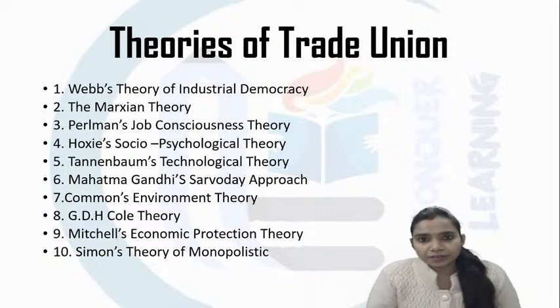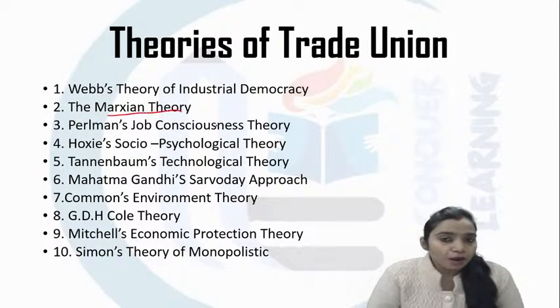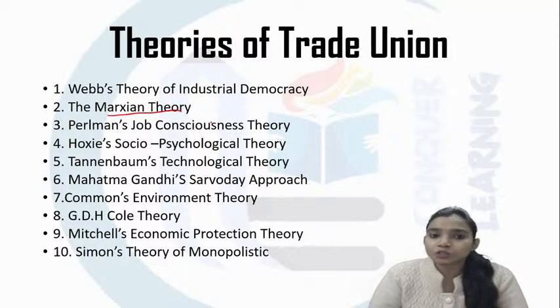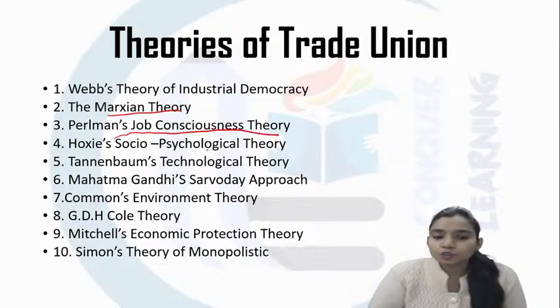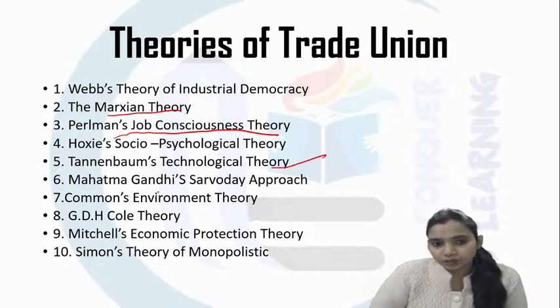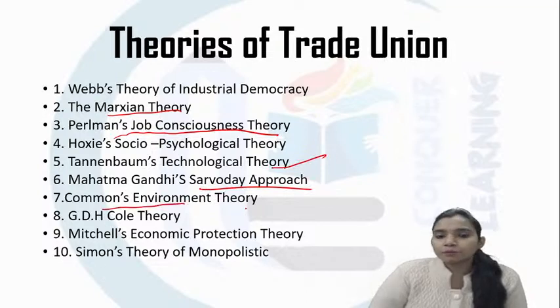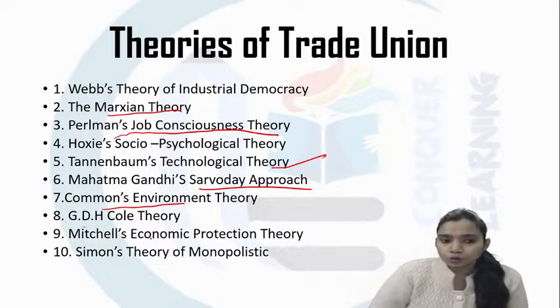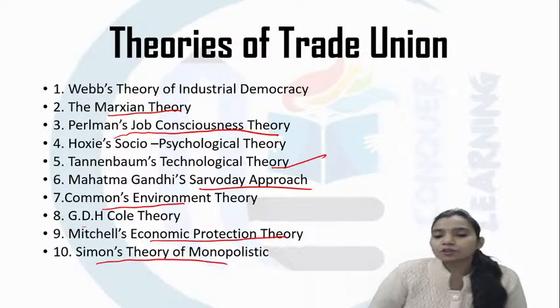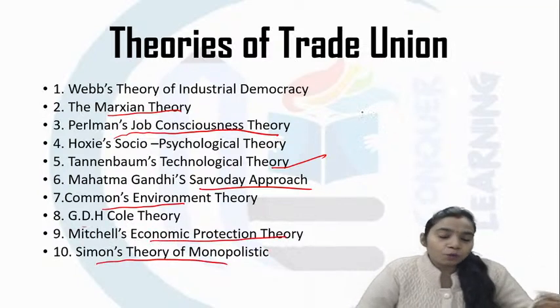Webb's theory of industrial democracy, Karl Marx's theory, which is called the Marxian theory, Perlman's job conscious theory, Hoxie's socio-psychological theory, Tannenbaum's technological theory, Mahatma Gandhi's Sarvodaya approach, Commons' environment theory, GDH Cole's theory, Mitchell's economic protection theory, and Simmons' theory of monopolistic. I would give you one idea.